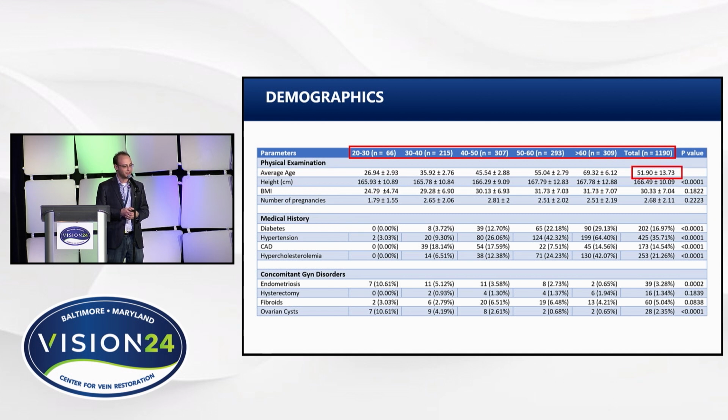The average age of our patients was 51.9 years. And there were significant differences in the prevalence of comorbidities such as diabetes, hypertension, coronary artery disease, and hypercholesterolemia. But this is to be expected given that we're looking at different age groups. Patients in their 20s had a higher prevalence of endometriosis and ovarian cysts.